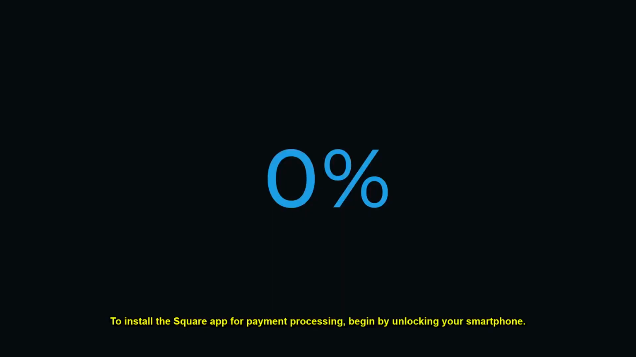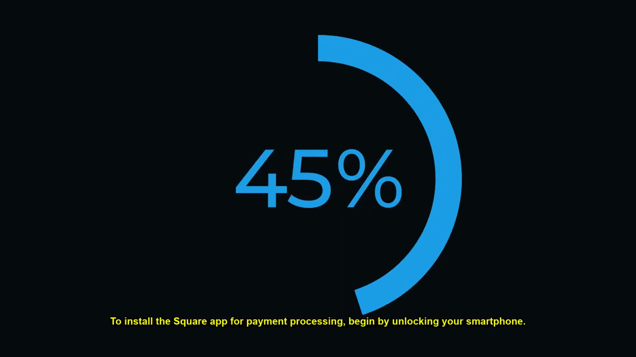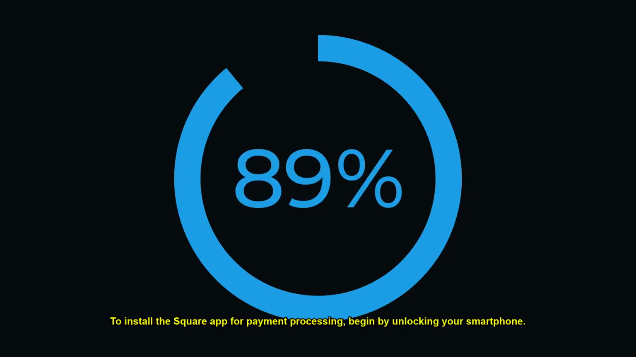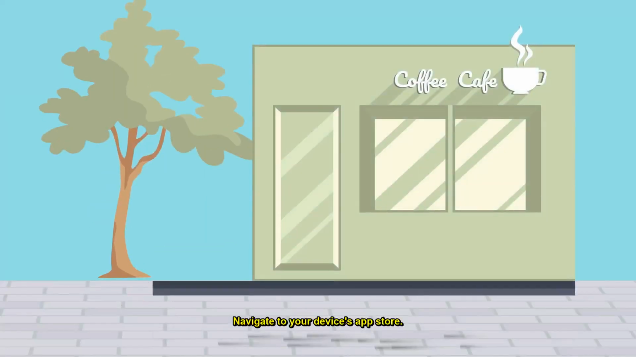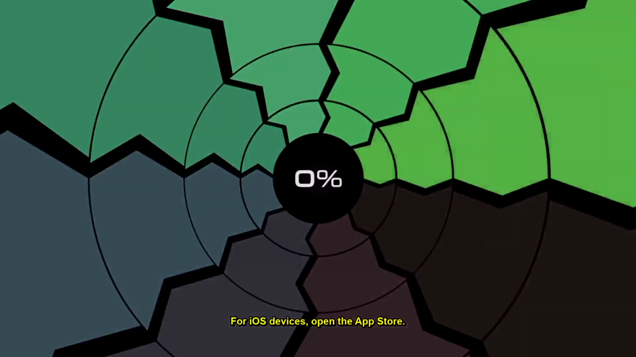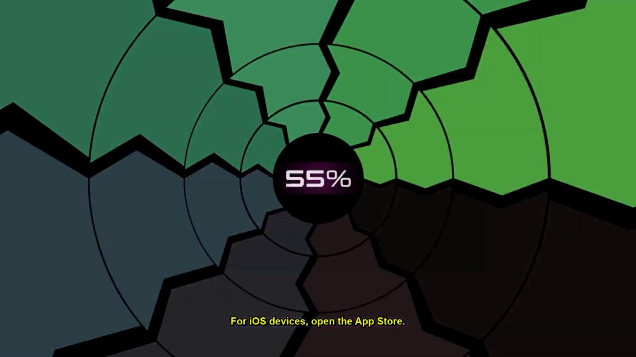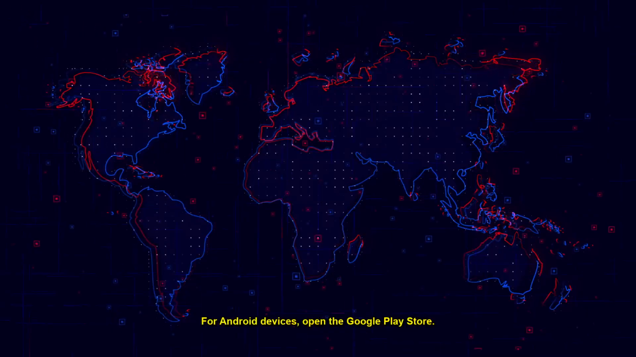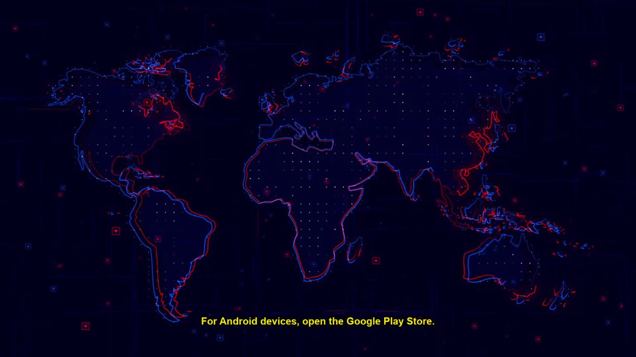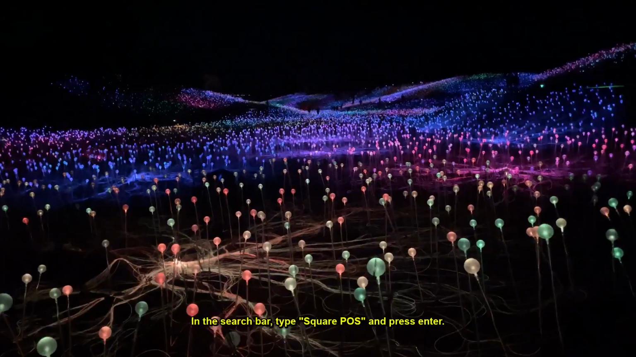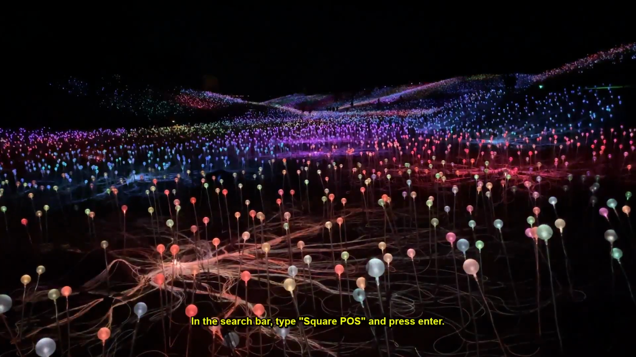To install the Square app for payment processing, begin by unlocking your smartphone. Navigate to your device's App Store. For iOS devices, open the App Store. For Android devices, open the Google Play Store. In the search bar, type Square POS and press enter.